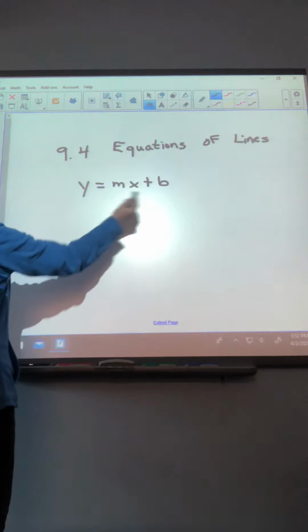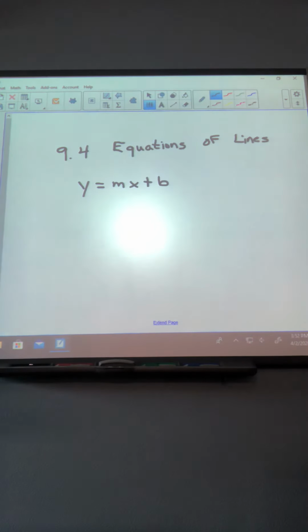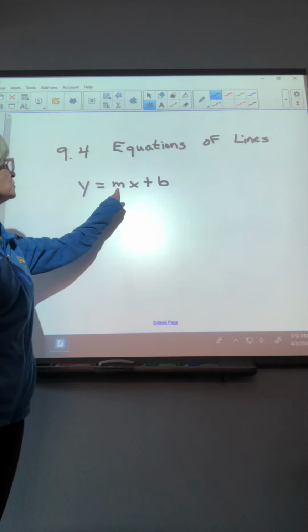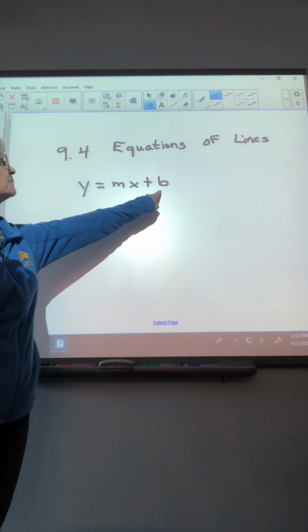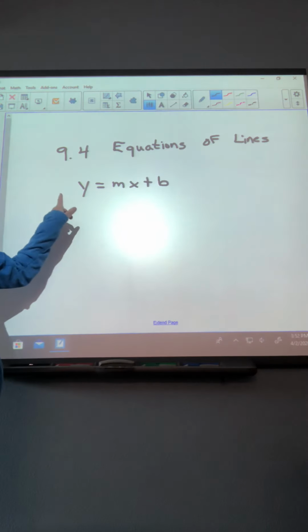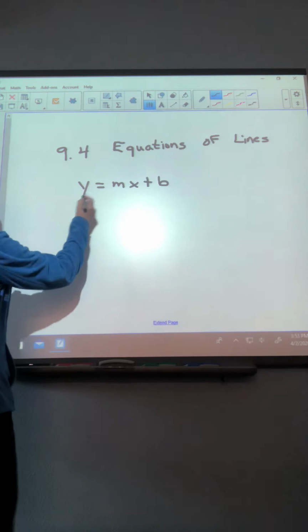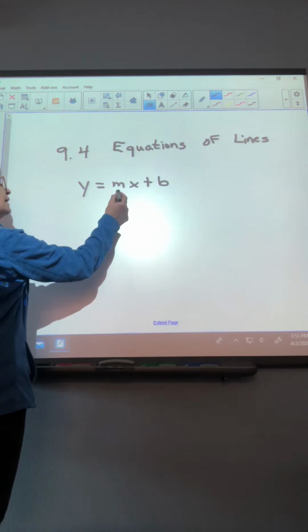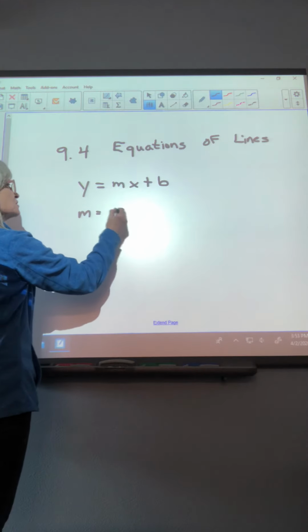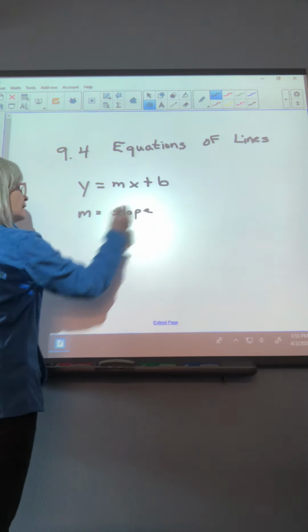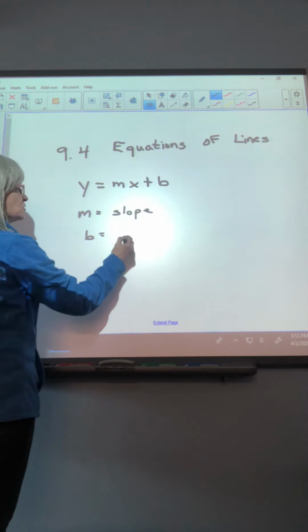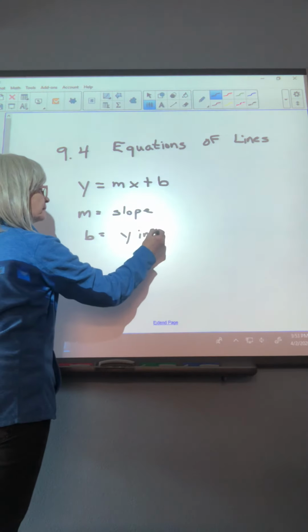This isn't an equation of the line yet because we need to substitute something for the m and something for the b. But this particular equation is in slope-intercept form. That's what we call it, slope-intercept form. It's y equals mx plus b. The m is equal to the slope, and the b is equal to the y-intercept.